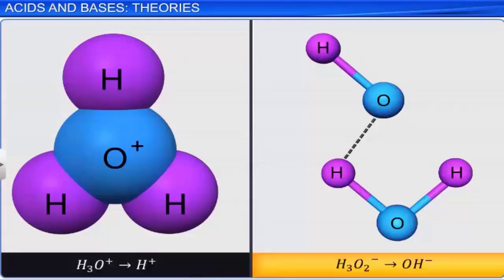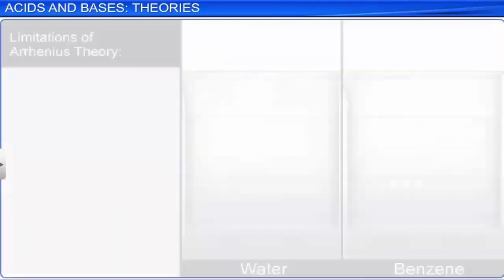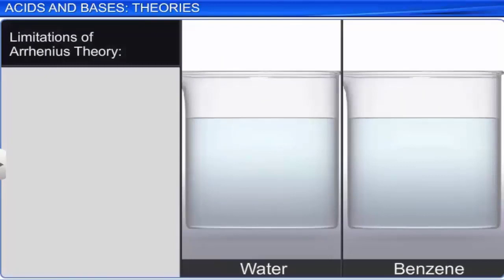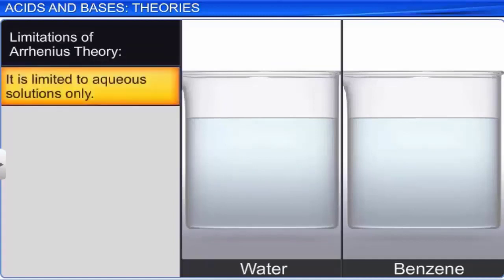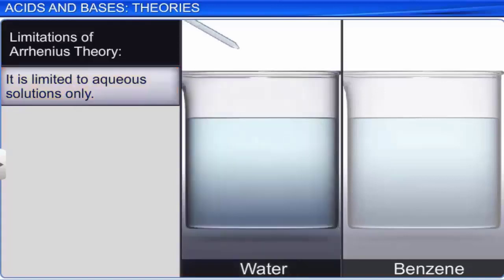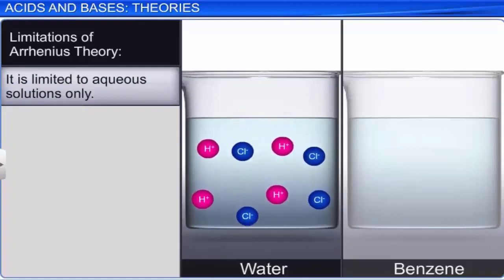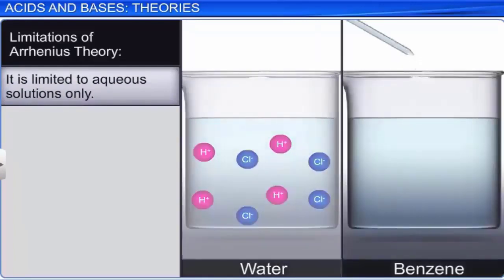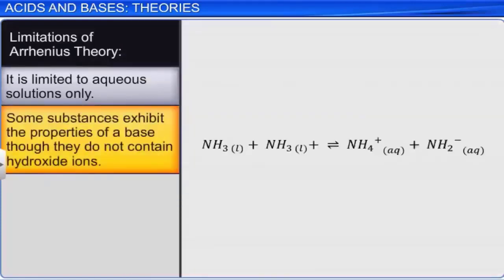However, the Arrhenius theory of acids and bases has some limitations. It is limited to aqueous solutions only. For example, HCl is considered as an acid only when it is dissolved in water and not in some other solvent such as benzene. Some substances exhibit the properties of a base, though they do not contain hydroxide ions. For example, liquid ammonia behaves as a base, although it does not contain any hydroxyl group in it.